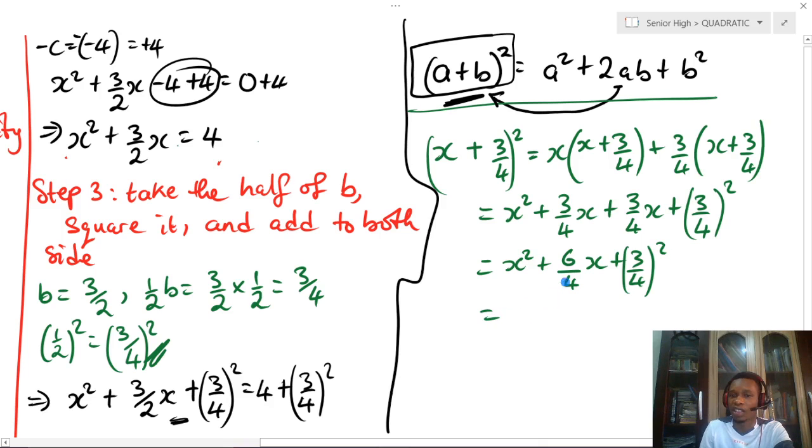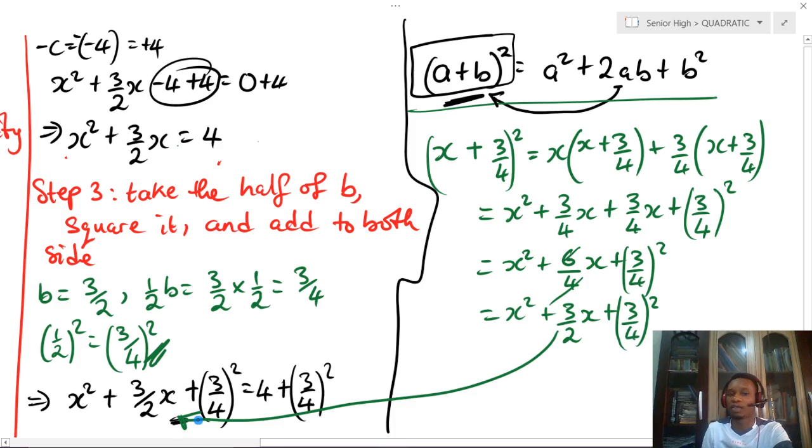Are we done? No, we can divide this through. So 6 can cancel out 4. That's 2 can cancel out 6, and 2 can cancel out 4, and that will be x squared plus 3 over 2x plus 3 over 4 raised power of 2. And we are back to here. Is that okay? So you see that this and this are the same thing.